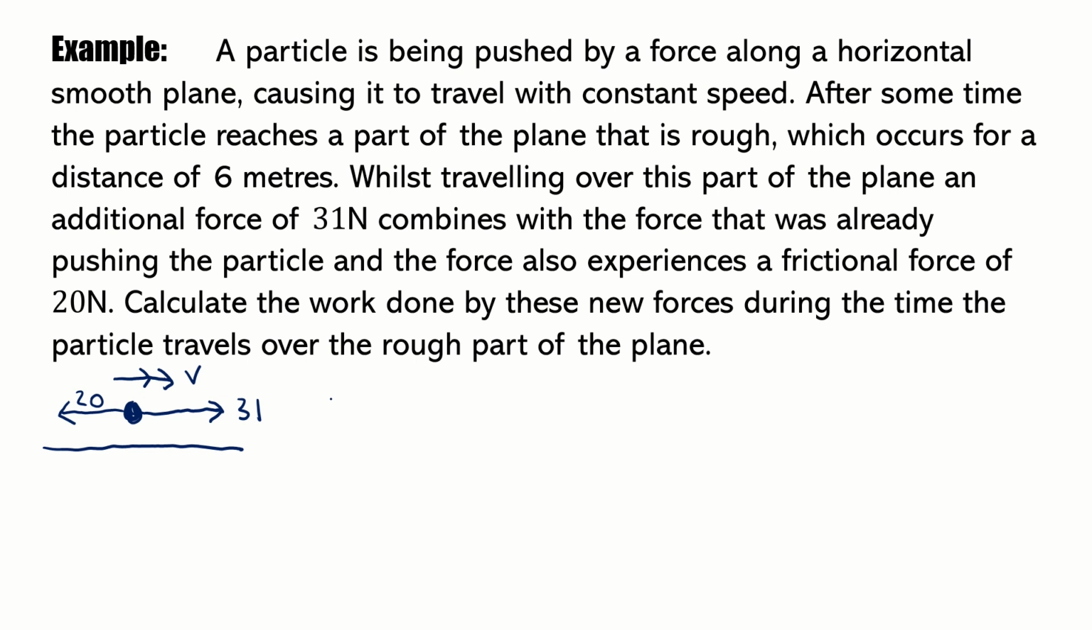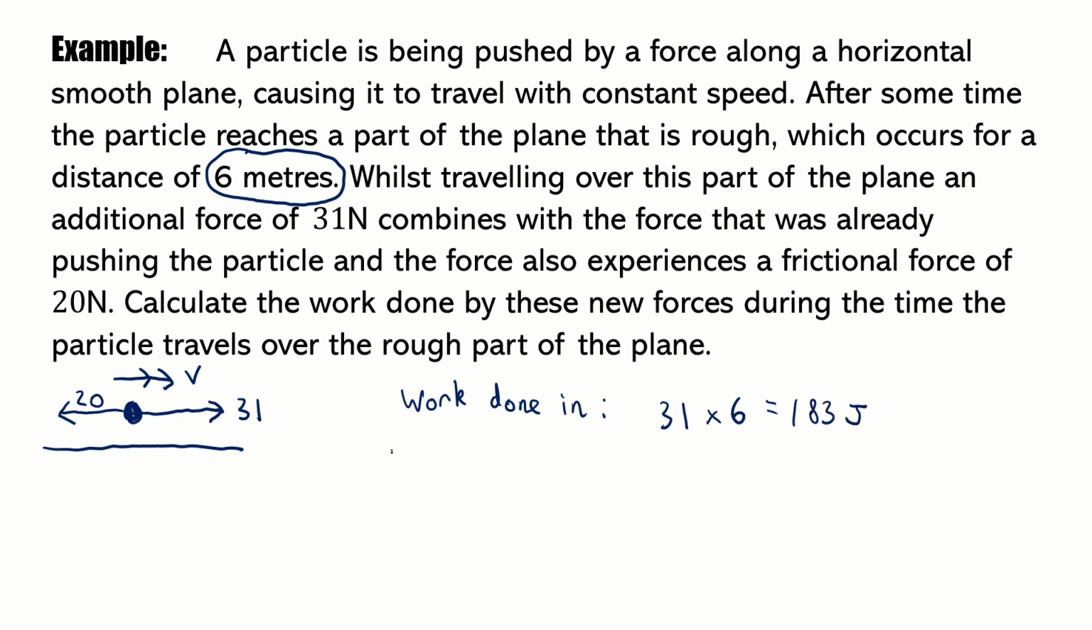So therefore, what's the work done that's going to be caused by both these forces, considering the forces are acting over a distance of 6 meters? First of all, we've got the work done in, which is the work done contributing positively to our system. And that's going to be caused by the 31 newtons, because that's acting in the same direction as the velocity. So 31 times 6 is 183 joules.